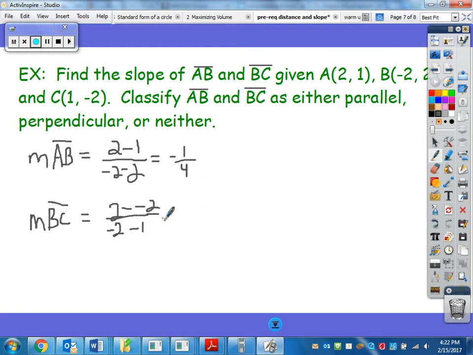minus 1. And again, we can punch that in the calculator, or you could just work it out in your brain. So 2 minus negative 2 would be positive 4. And then negative 2 minus 1 is negative 3. So I end up with negative 4/3. So if I compare those two fractions, they have the same sign, but the fractions are not the same. So that means these are not parallel and they're not perpendicular. So these would be neither.